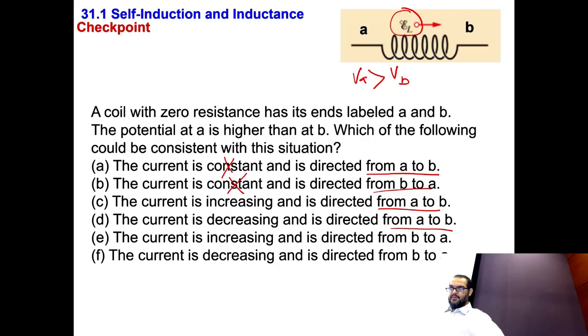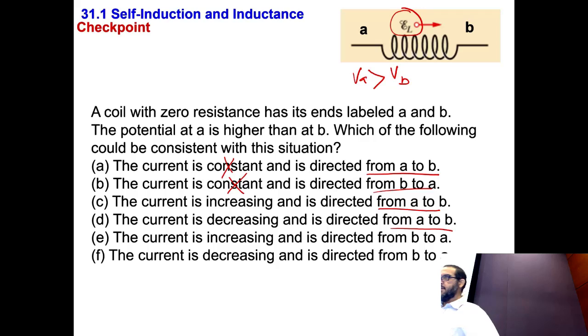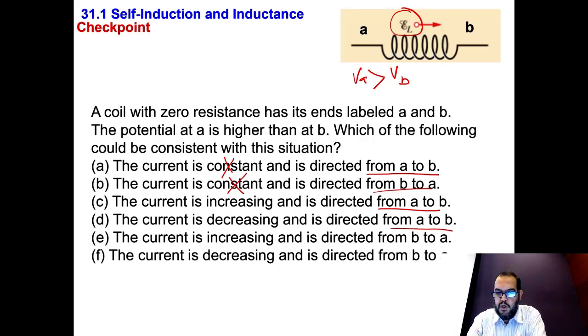Okay. All right. And so, who says F? The current is decreasing and is directed from B to A. Anybody? All right. Well, it looks like some of you are correct. So here we actually have two correct answers. All right. So we know the induced EMF is in this direction.